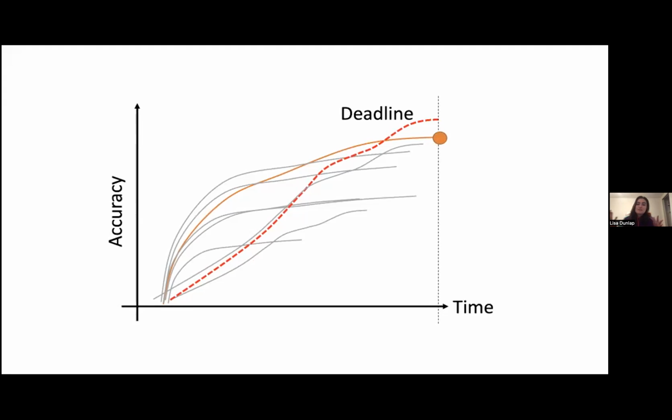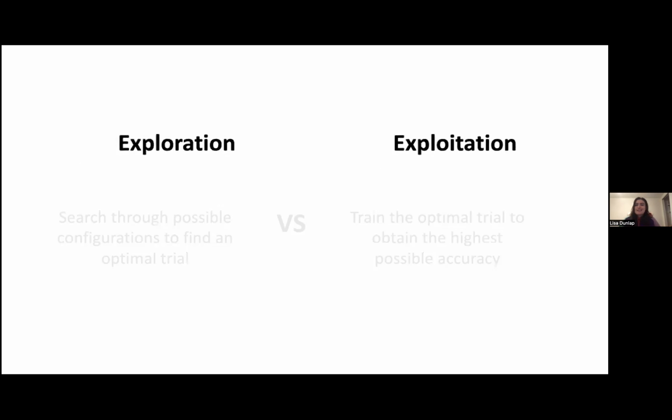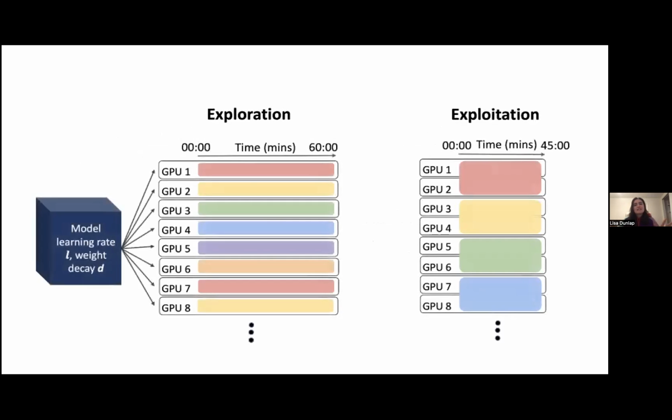If you were to phrase it formally, how can we sufficiently explore the space of possible hyperparameter configurations to find a good trial so that we can train it for long enough to return a highly accurate model, given some deadline and resource constraints? On both the algorithmic and the system side, this essentially boils down to a question of how do you balance exploration with exploitation? This is a depiction of what this looks like.